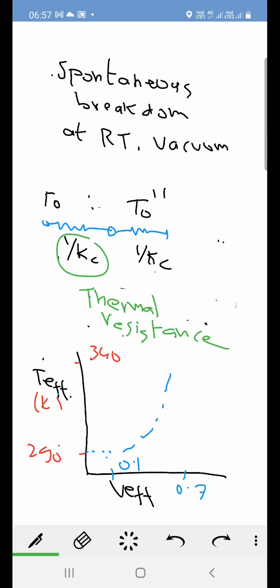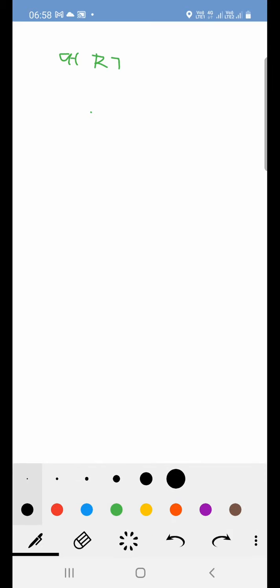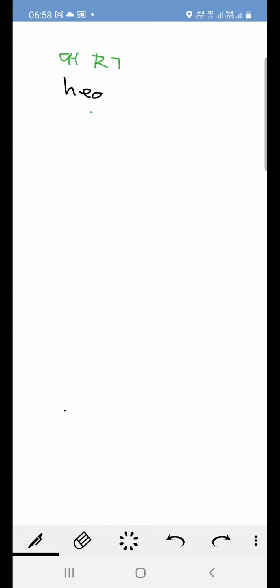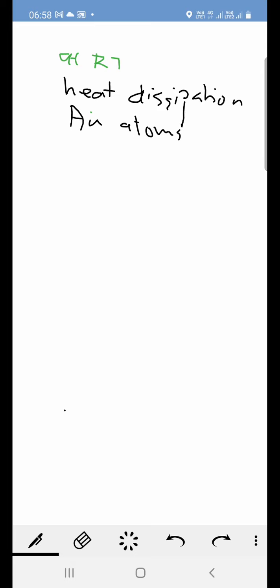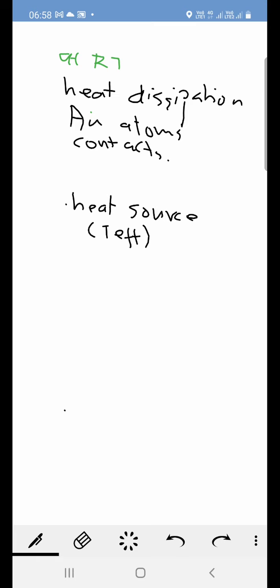So at room temperature, when there is heat dissipation, the gold single atom contacts contract, where the heat source has an effective temperature whose sides are connected to two sinks.